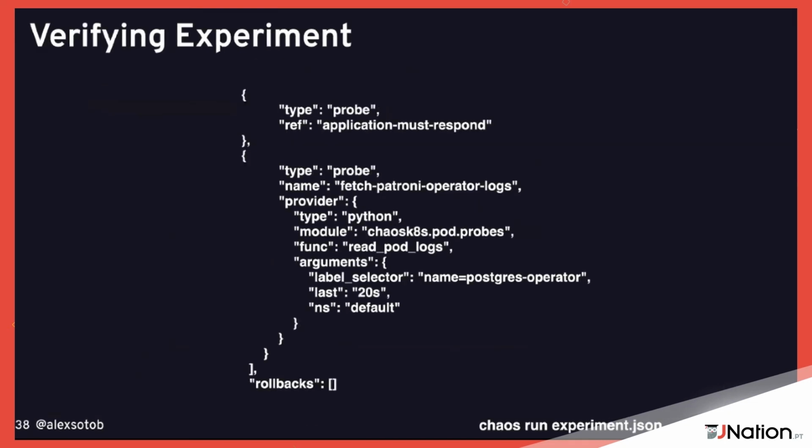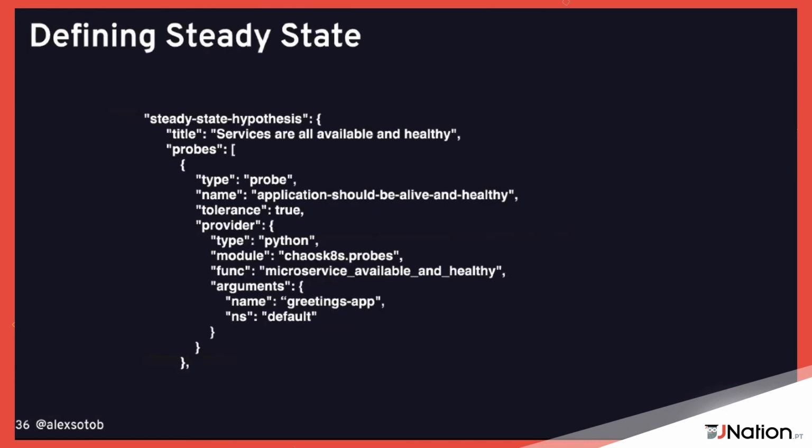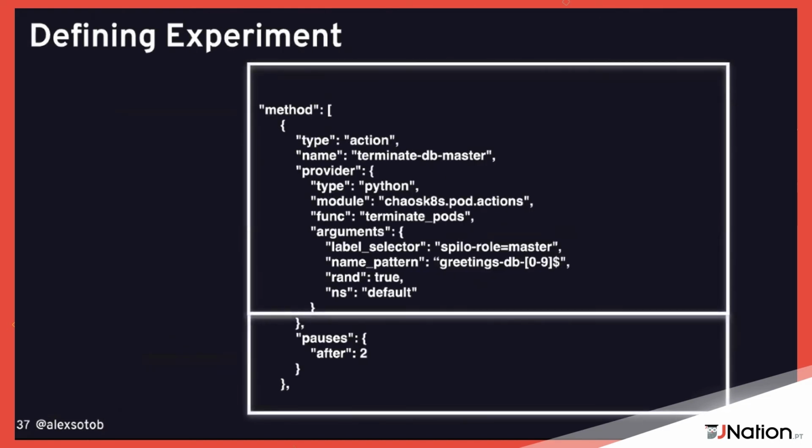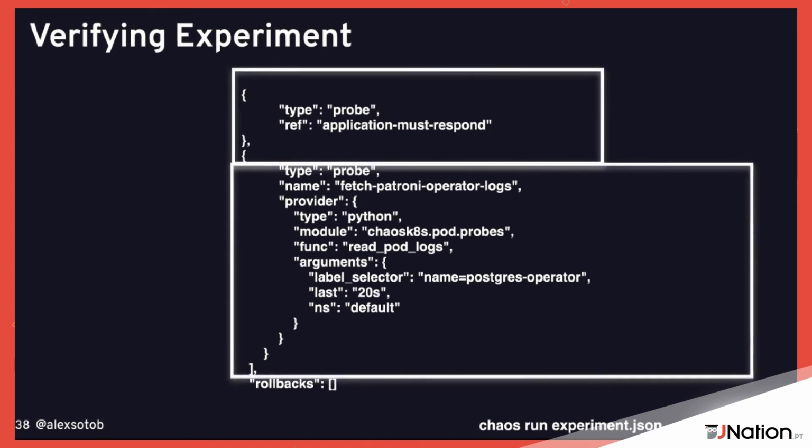And finally, I want to verify that the experiment, when I kill the DB, is working as expected. I'm just saying that the proof is that the application must respond. This application must respond is a reference to the steady state, right? So I'm just saying that my application is steady. And then, of course, you can, for example, in this case, log all the information.